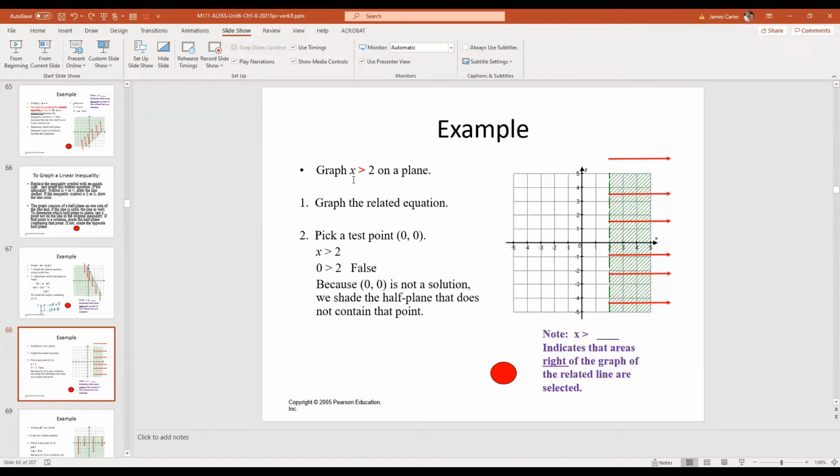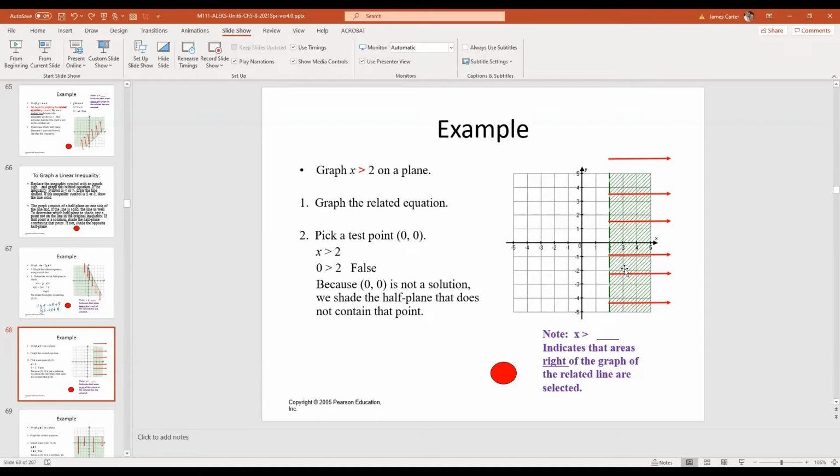Now, what does this tell us? This tells us all x values that are bigger than 2 will work. So all of these x values up here, right here, is an x value of 4. Right there is an x value of 5, 6, 7. Right here is an x value of 1.